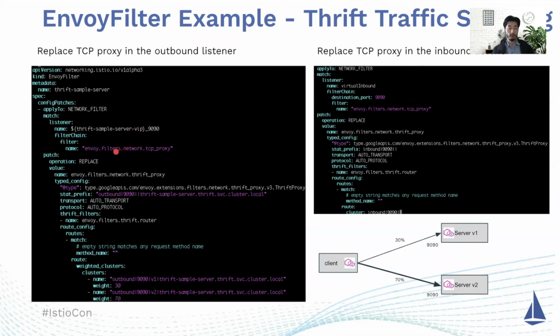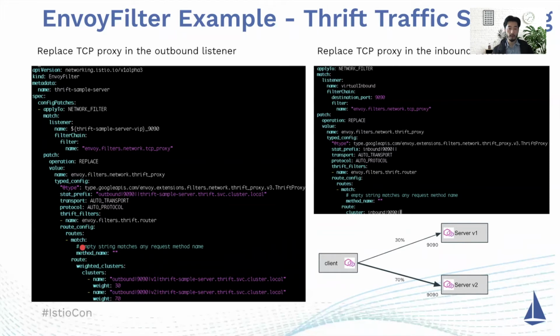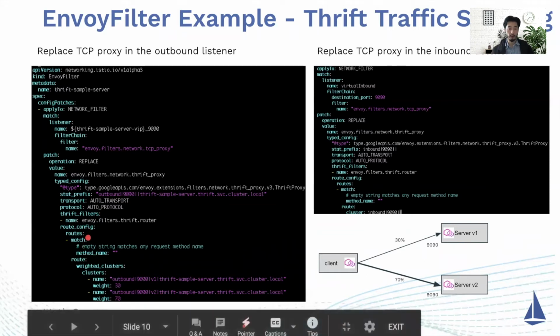The Envoy filter supports various operations to be applied on the matched configuration, including add, remove, merge, replace, etc. In this use case, what we need to do is replace the matched TCP proxy with our Thrift proxy. So we set the operation to replace here. And we also set the routing policy in this Thrift proxy to say that we want to split traffic to different versions of the server.